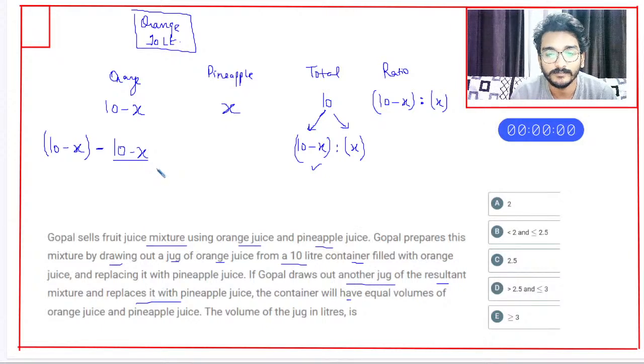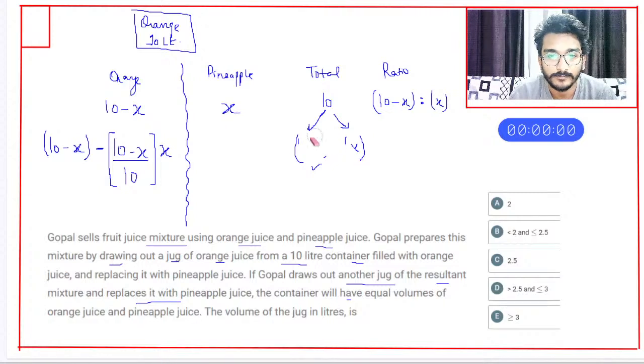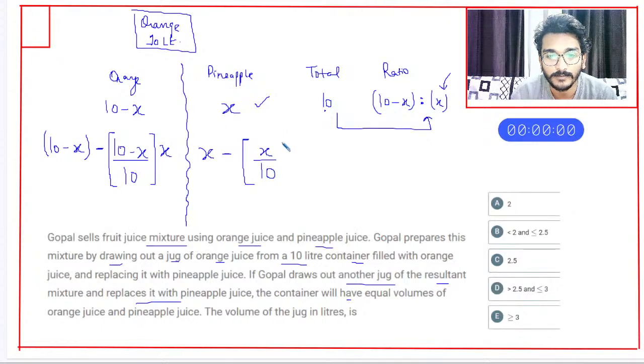How much is the total ratio? The total ratio is 10. And how much quantity is being taken out? X quantity has been taken out. Understand it again. We have to divide this 10 in two ratios. How much quantity is being taken out? So this is x initially. So pineapple is x in ratio with respect to the total ratio of 10. And the quantity that is being taken out is x.